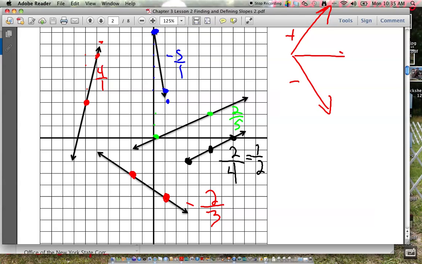Now, the next point I'd like to bring out is this. As we go here, what's this slope going to be? What numbers between negatives and positives? 0. So what would the slope of this line be? 0. Very good.